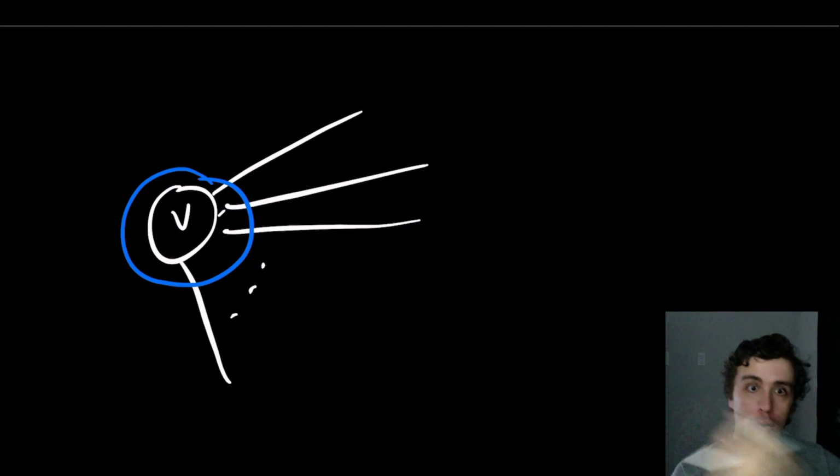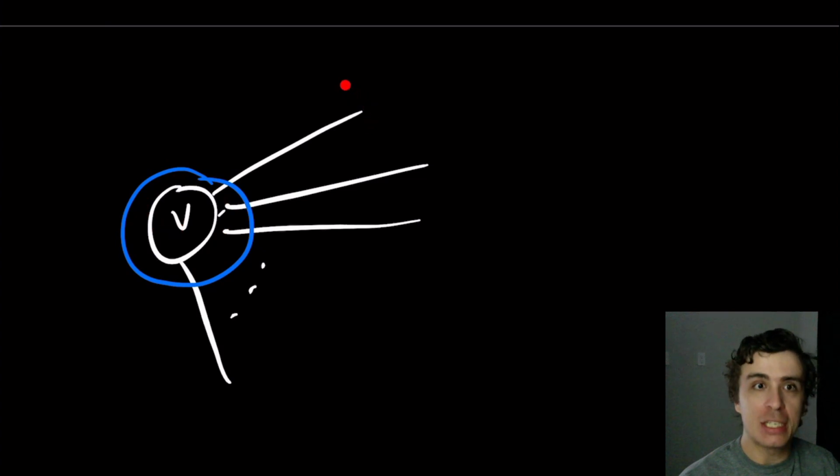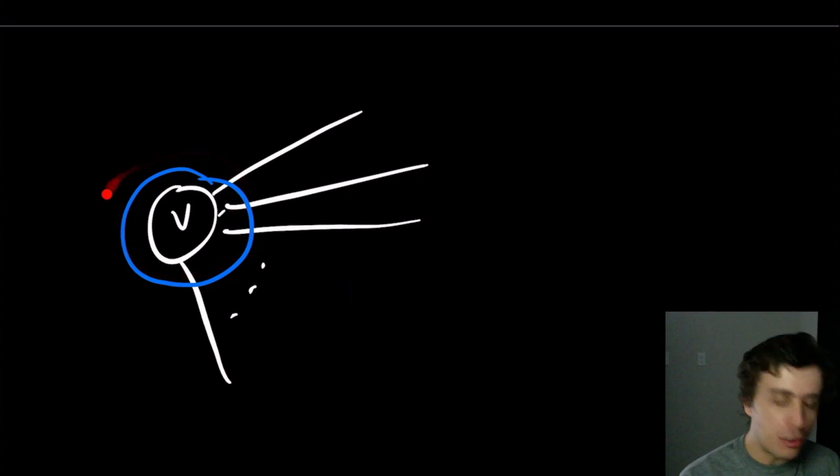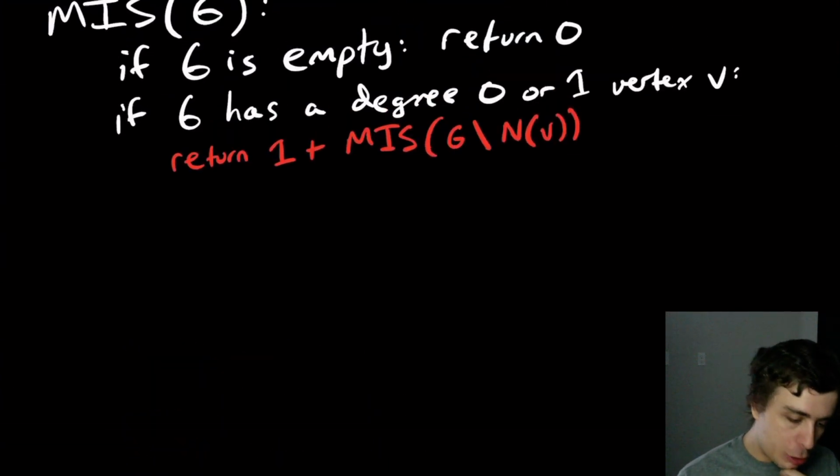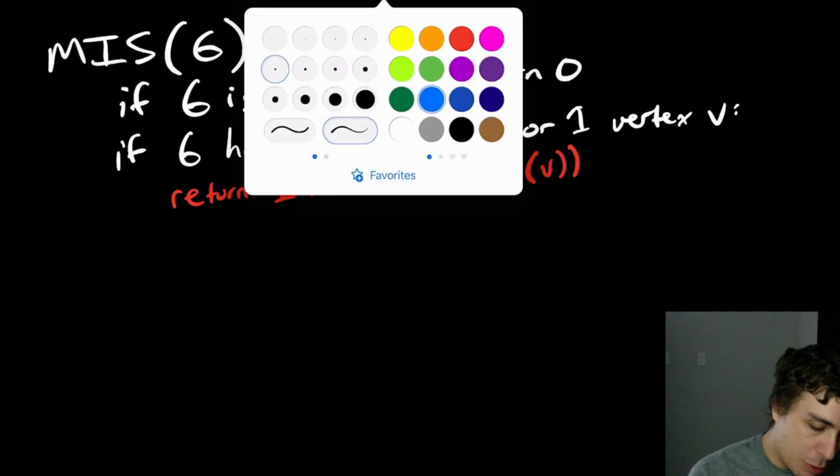We recurse on one case being that we pick this vertex and we delete all of its neighbors, because they can't also be picked. And we also recurse on when this vertex is not picked. So we delete this singular vertex and recurse on the resulting graph. So let's think about how we would do that.